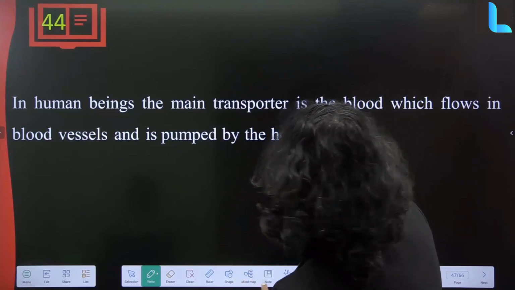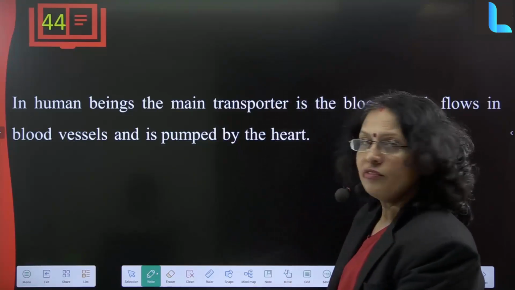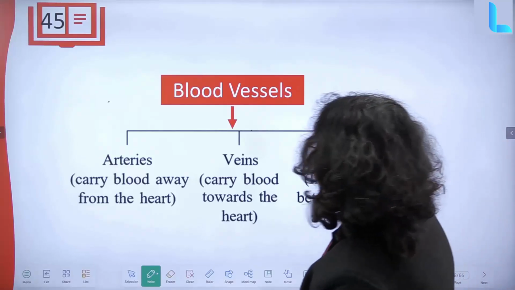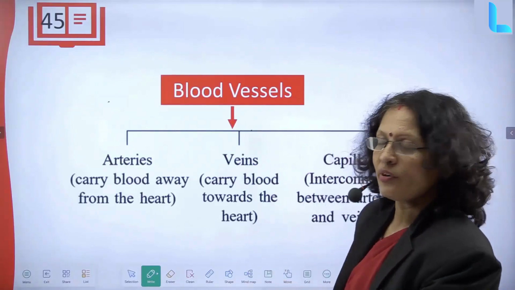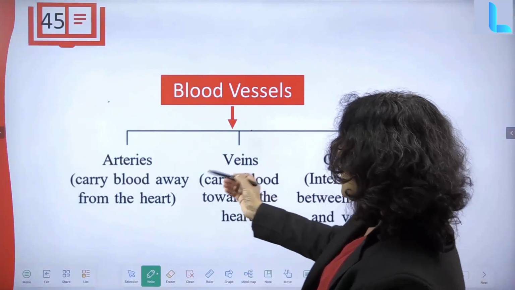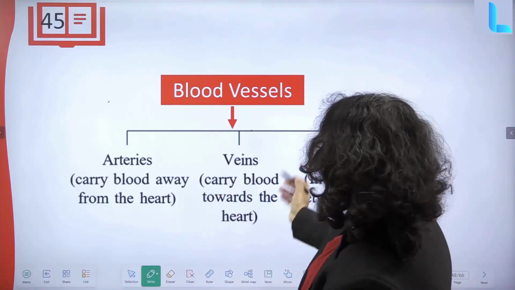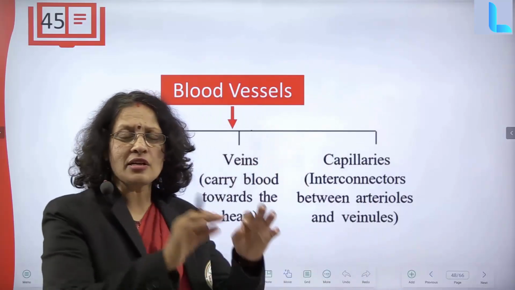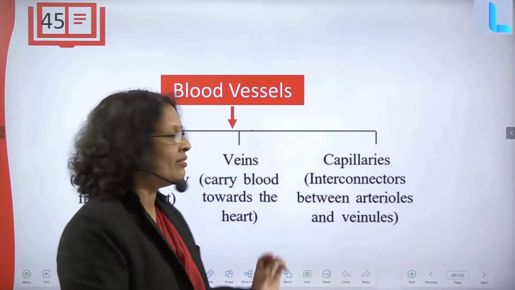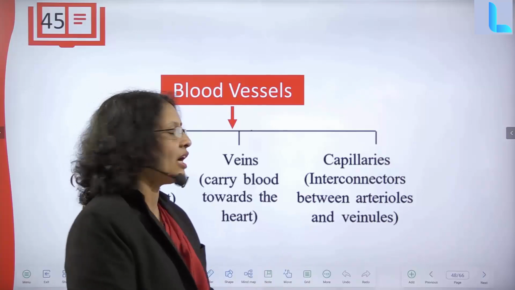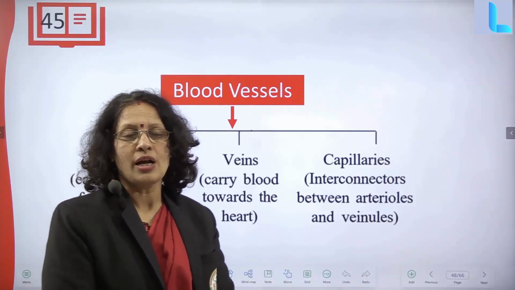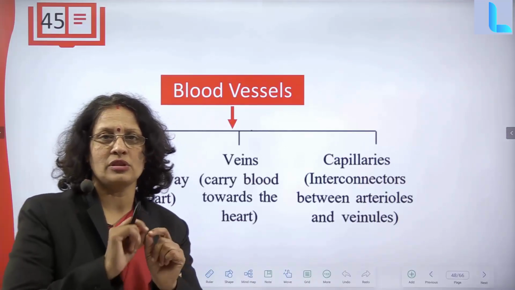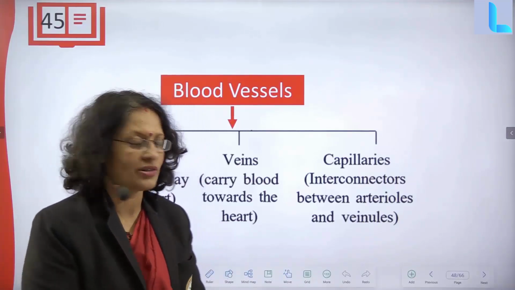In human beings, the main transporter is blood, which flows through blood vessels and is pumped by the heart. Okay. Now we will talk about the three types of blood vessels here. Arteries carry blood away from the heart. Veins carry blood towards the heart, and then capillaries. There is a fine connection between these, the interconnectors between arterioles and venules. So arteries and veins are also connected with each other by fine vessels. They are called capillaries. Okay.